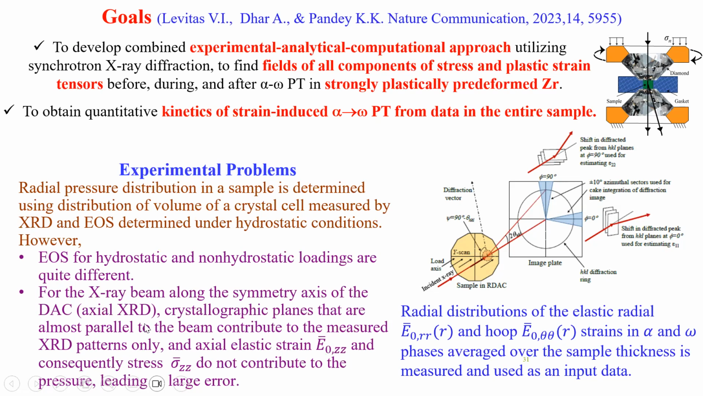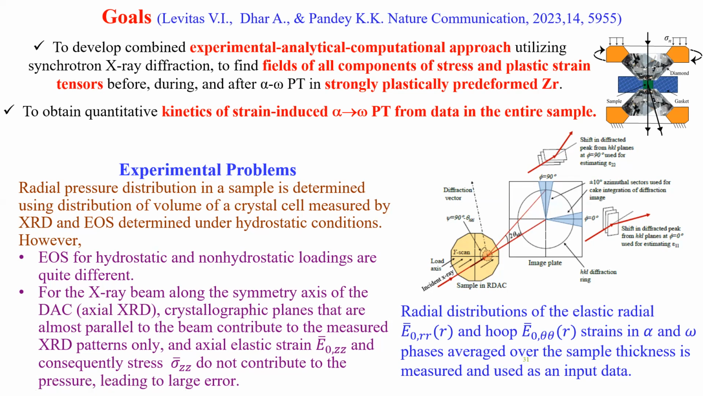But there is also a problem with experimental measurements. So how do we determine pressure? We measure the volume of the unit cell and use the hydrostatic equation of state. That is what many are doing. But the problems are, first, that the equation of state and the hydrostatic and non-hydrostatic conditions are quite different. And second, with axial diffraction, only planes which are close to parallel with the beamline contribute to the X-ray pattern. So the Z component of strain and corresponding stresses practically don't contribute to the X-ray pattern. And that is why we take from experiment only the distribution of radial and hoop elastic strains and don't use the equation of state.